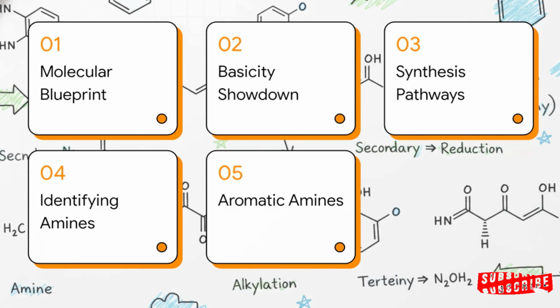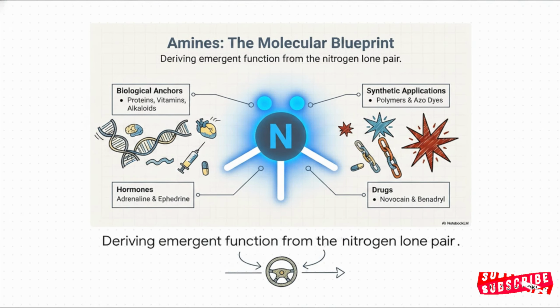Let's dive in. So, here's our roadmap for today. We'll be hitting 5 key areas. Meet the molecular blueprint, the basicity showdown, mastering synthesis pathways, identifying and reacting amines, and we'll wrap up with conquering aromatic amines.